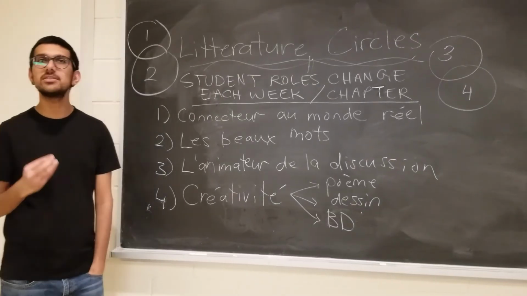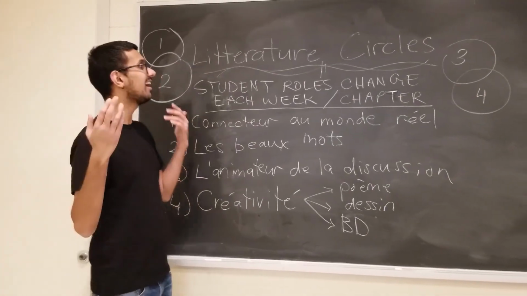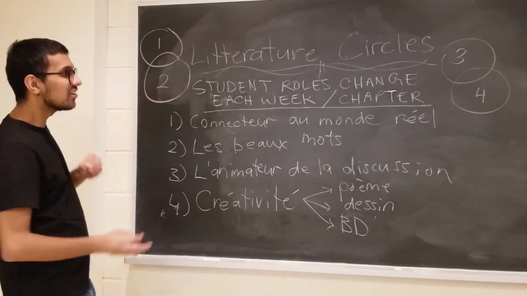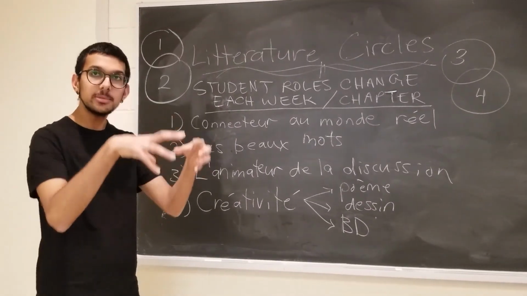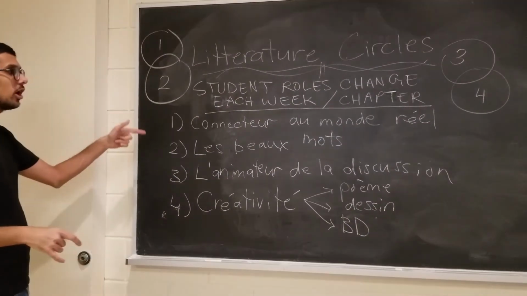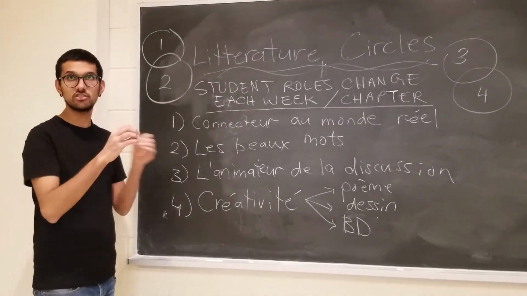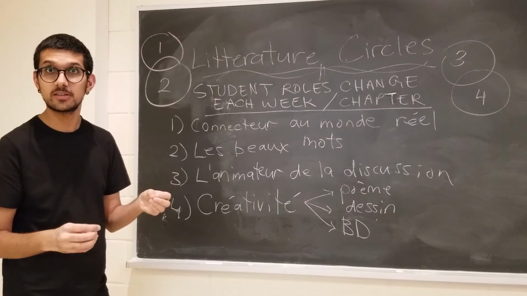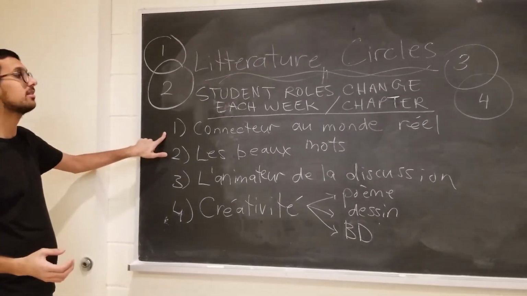So another activity that you can do in class to enhance reading comprehension is literature circles. This can be where students each have a role to play. Put them in groups, and you have connecteur au monde réel. So you have one person who makes connections to their life, to their own experiences, and to the real world. They take the content from the chapter and make connections.